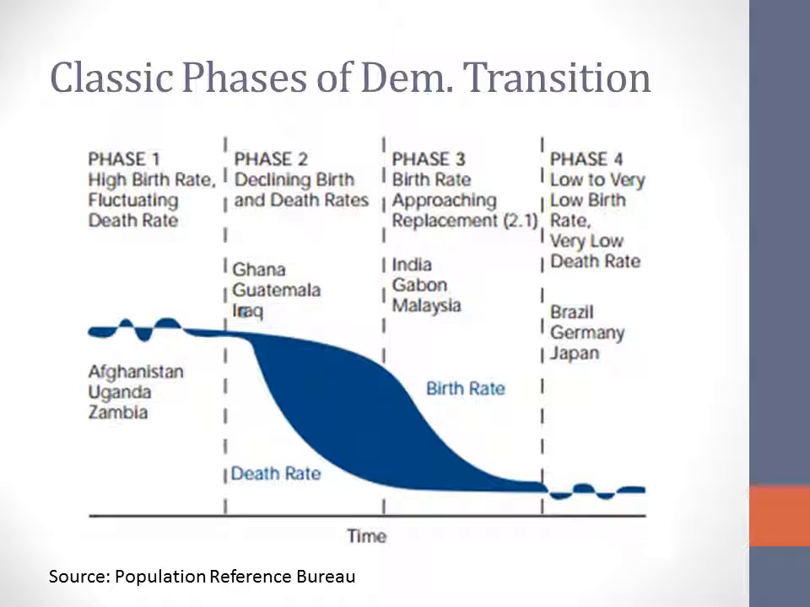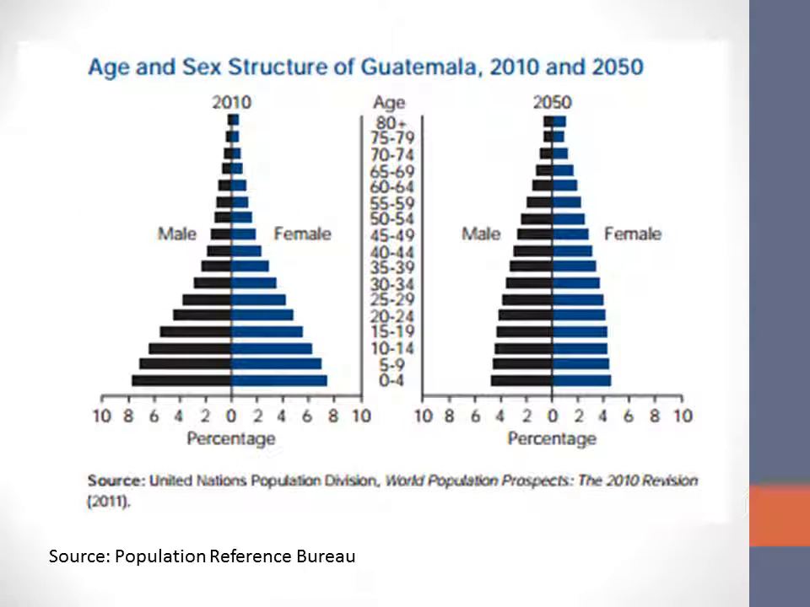Now let's go to a country that is possibly in stage 2 of the demographic transition, and we're going to look at Guatemala. So remember, in phase 2 the birth rates are high, and the death rates are falling and declining. Guatemala's population structure illustrates that women have been having fewer children for several years.